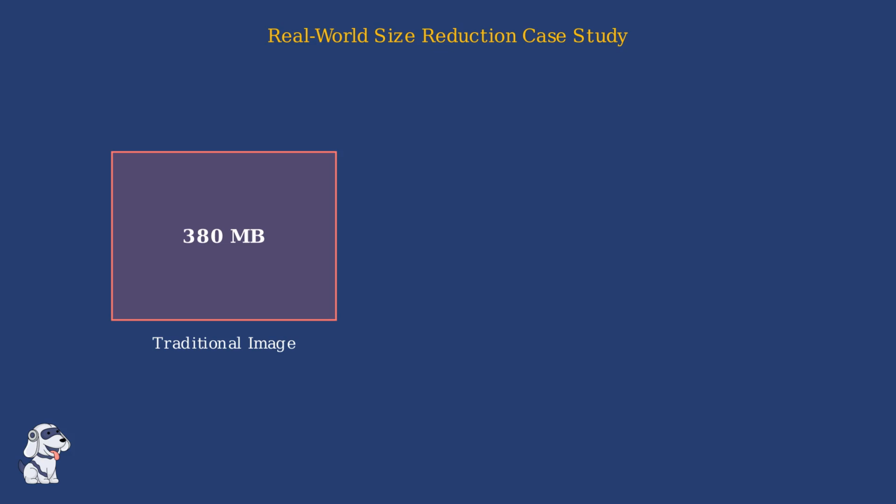A compelling case study demonstrates the practical benefits of distroless images. By upgrading Node.js, implementing multi-stage builds, and utilizing distroless base images, developers achieved a remarkable size reduction. The original traditional container image measured 380 megabytes, containing numerous unnecessary system components and dependencies that were not required for application execution.